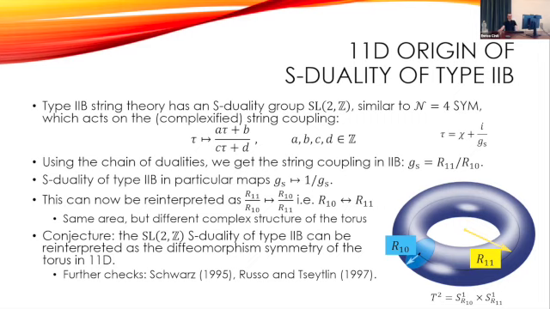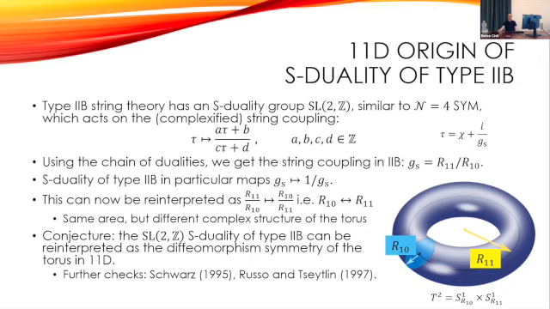So we have here the torus in the figure. It's a torus with two radii. R10 is the small cycle, the B cycle, and R11 is the large cycle, the A cycle. But the S-duality exchanges these cycles. The area stays the same, but there is a different complex structure.